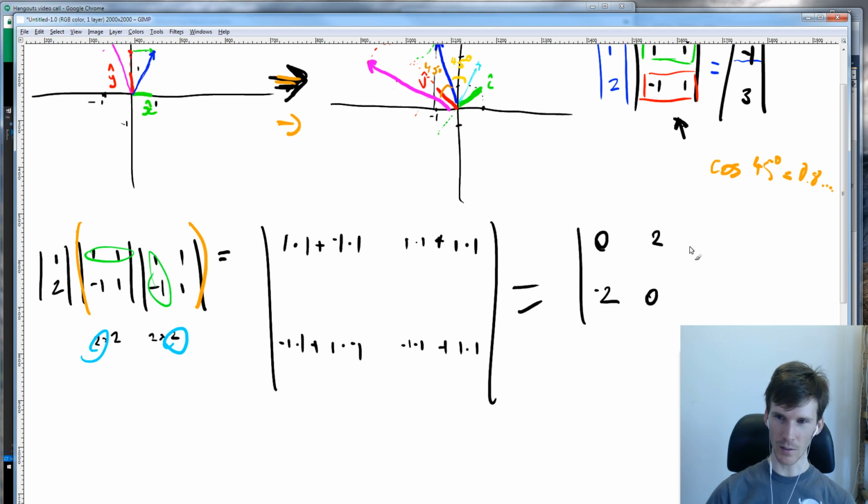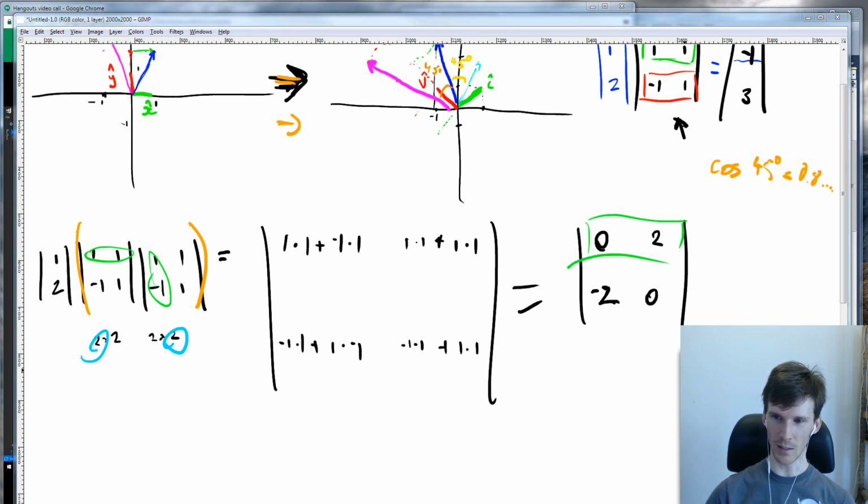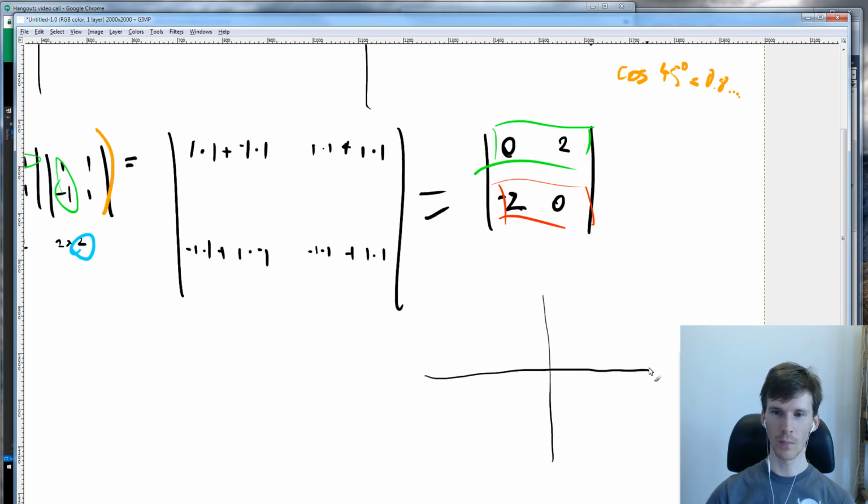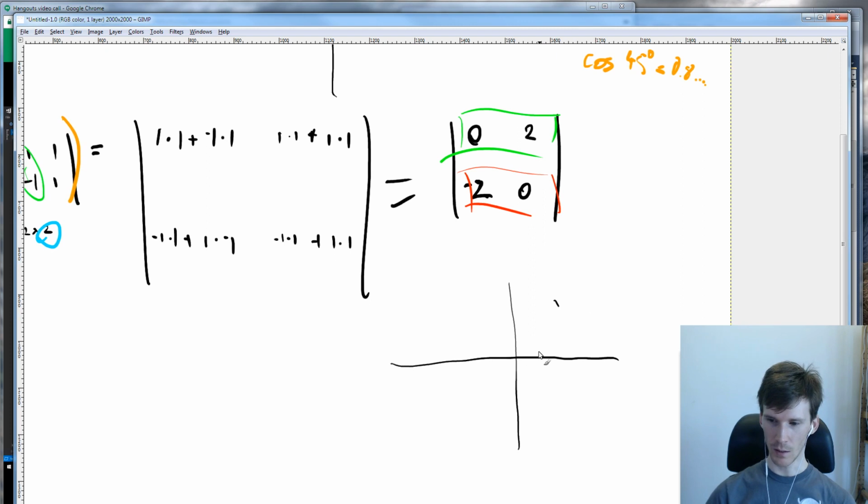Yes, that actually makes a lot of sense. So we end up with this, and we have our basis vectors. This would have been the combined i hat, and this is the combined j hat. So we'll draw those out, and we'll say if that is 1, that is 2.